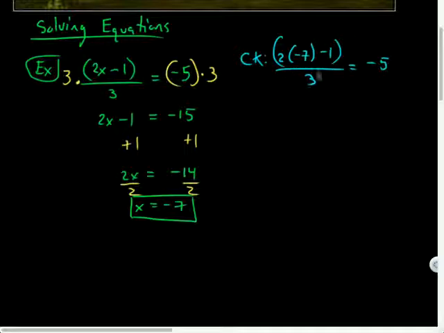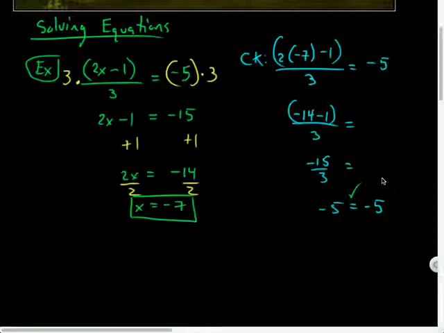The first thing I would do here is the multiplication by 2. So 2 times negative 7, negative 14, minus 1, over 3. Then I do subtraction. That's negative 15 divided by 3. And divide that, and I get negative 5 equals negative 5. And what do you know? It works. Cha-ching! We can be proud of ourselves because our arithmetic confirmed our algebra. Yeah, people usually like my little check marks.